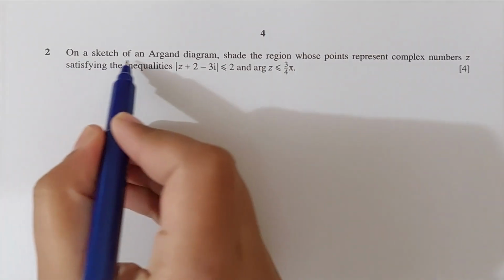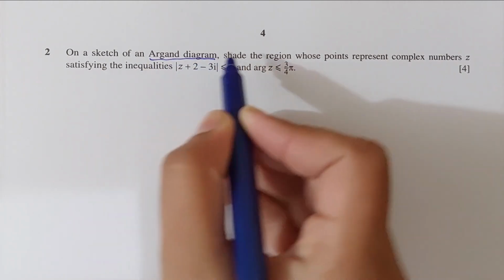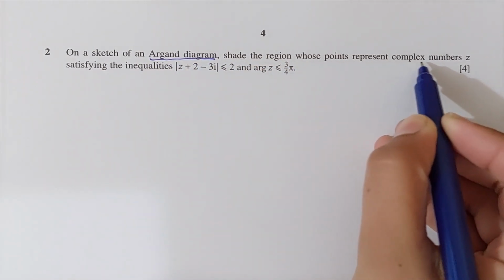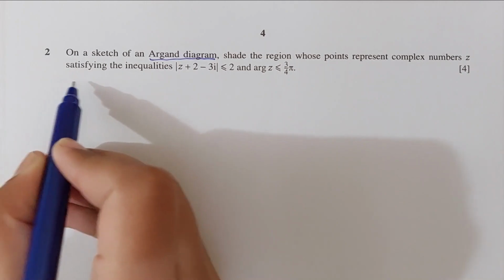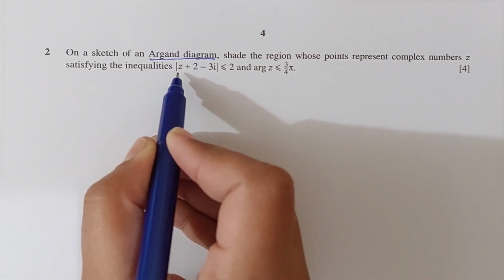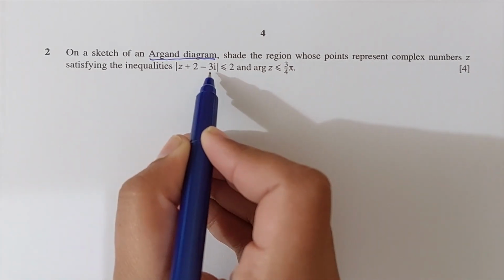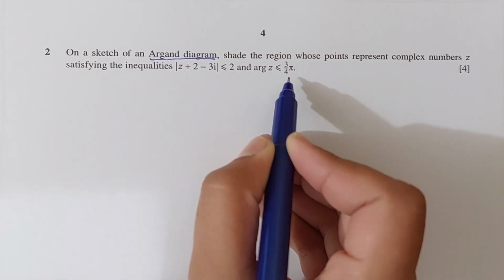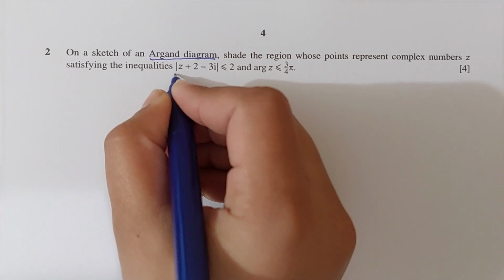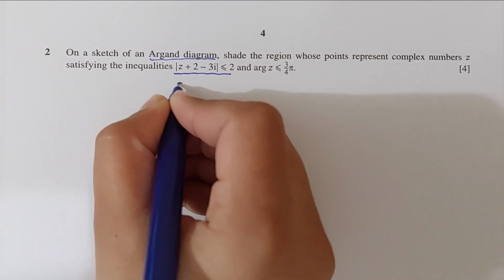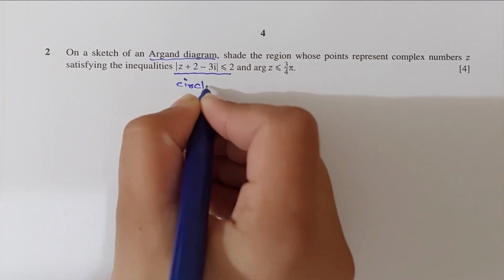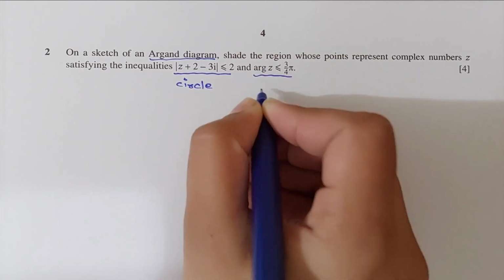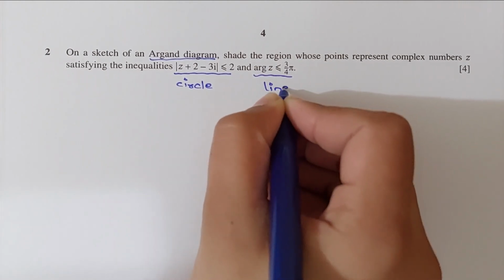Question number 2. On a sketch of an Argand diagram, shade the region whose points represent the complex number z satisfying the inequality absolute value of (z + 2 - 3i) is less than or equal to 2, and argument of z is less than or equal to 3π/4. So what is this? This is the equation of a circle in the complex plane, and this is the equation of a line.